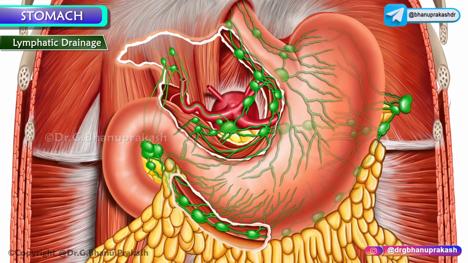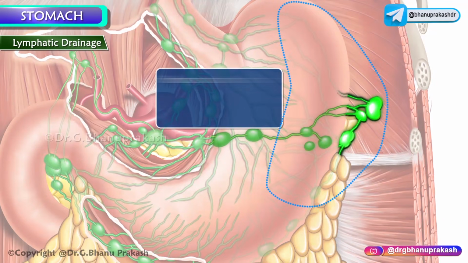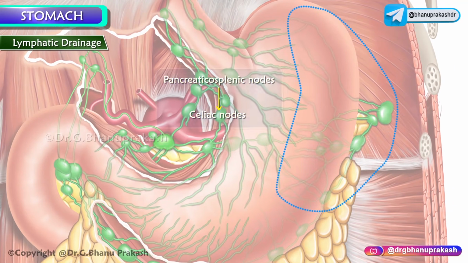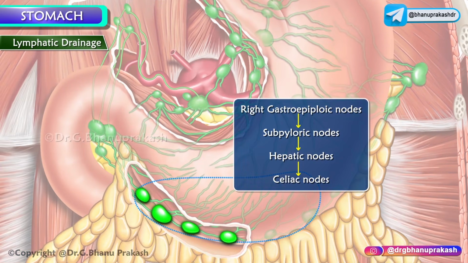Next is the lymphatic drainage of the stomach. Lymph from the upper one-third drains into the pancreaticosplenic nodes on the back of the stomach, which in turn drain into the celiac nodes. Lymph from the lower part of the left one-third drains into the right gastroepiploic nodes, which mainly drain into subpyloric nodes, and from subpyloric nodes into hepatic nodes and finally into the celiac nodes.